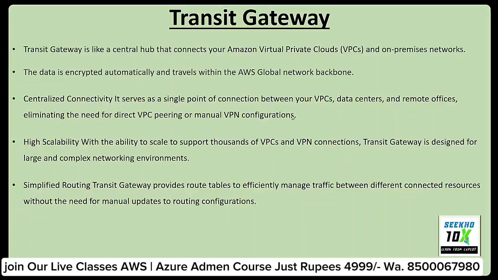You are not required to configure VPC peering, or VPN configurations between two different VPCs, and it's highly scalable, with the ability to scale to support thousands of VPCs and VPN connections. You can see here thousands of VPCs are scaled by using a transit gateway. Transit gateway is designed for a large and complex networking environment. If your networking is complex, then it's easy. It will reduce your workload, and for a large network, we will be using a transit gateway.